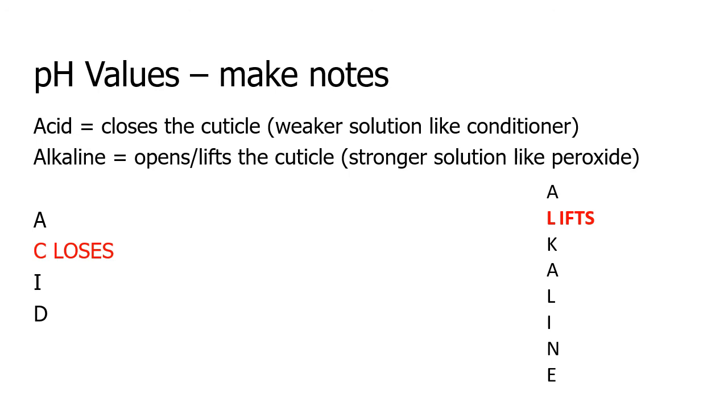So here's a clever way to remember it. We've got acid. If you write it downwards, you've got the C in the acid, which closes. And if you think of the alkaline, it's got the L in there that lifts. And that could be a good way to remember it, because sometimes that could come up in an exam question as well.